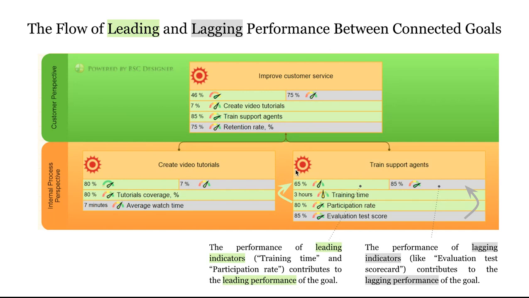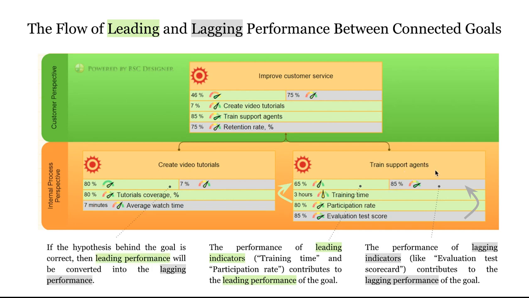So that is how we did in terms of actions, in terms of input, and how we did in terms of the results, in terms of output. Now, a question that is typically asked is whether the leading part is connected to the lagging part. It is not connected directly, but it is connected via the strategic hypothesis that we wanted to prove by creating this goal on this strategy map.